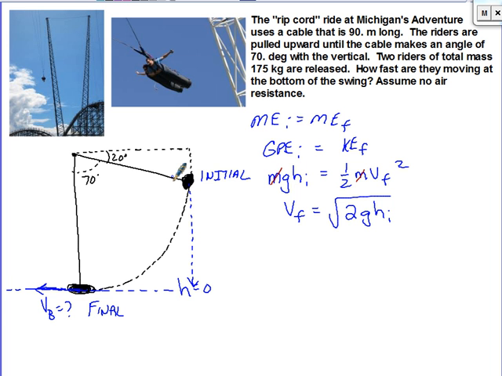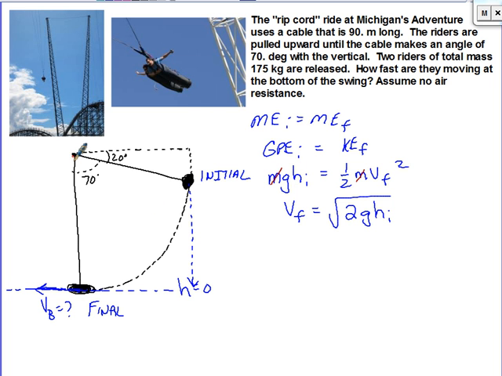The only force doing work on this person as they fall is the force of gravity, and it turns out that their speed down here is no different than it would be if they were here. It depends only on the gravitational potential energy that they had, and that is related to the height that they were above that bottom point. Now we still have to figure out what that height is, so this involves a little bit of trig.